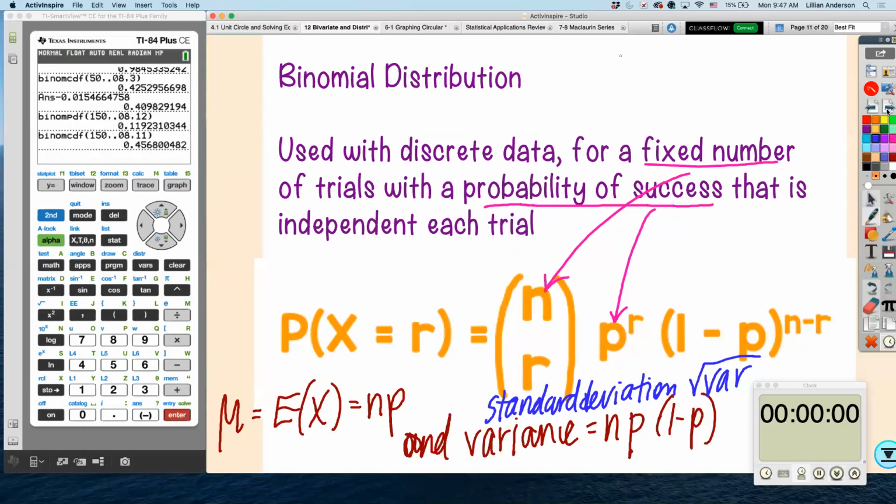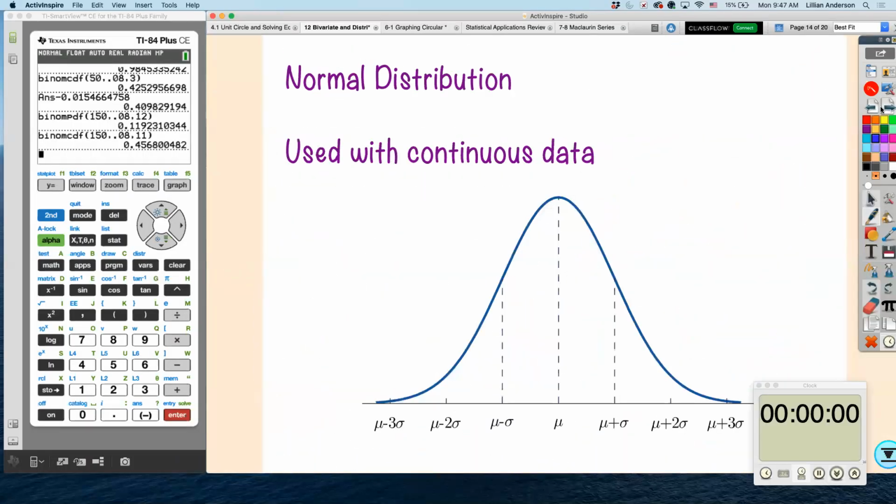Through to the end. Normal distribution is used with continuous data. Of course, you had your bell curve. Please make sure that if you ever have to draw the normal distribution yourself, that is asymptotic to an x-axis, that you label your x-axis with whatever the unit is. Remember that your mean is smack dab in the middle. And then you have 1, 2, and 3 standard deviations on both sides of the mean.